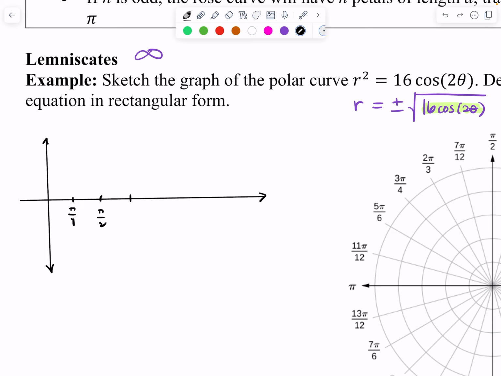Oops, pi. Sorry you guys, I'm skipping angles here. Getting a little tired. Two pi. There we go. 16, negative 16. Okay, and we're talking about cosine here.